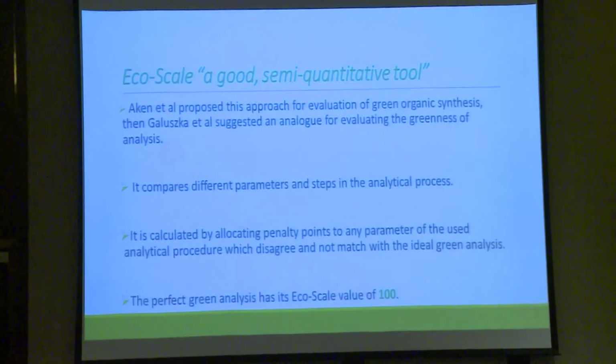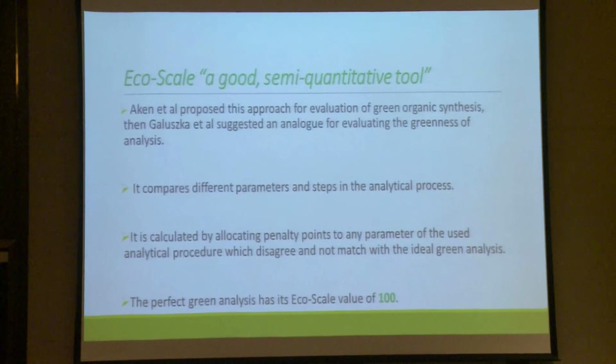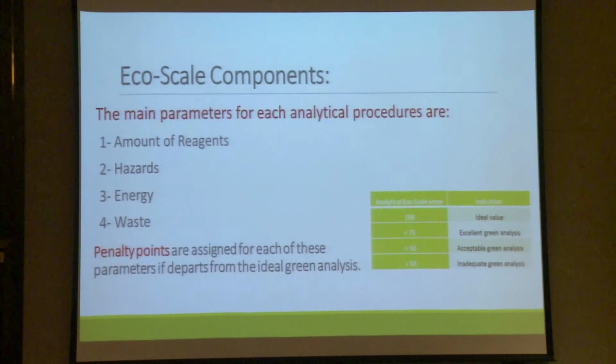It is calculated by allocating penalty points. We put penalties for everything in the analysis process that deviates from the green analytical chemistry principles. The perfect green analytical method should have an eco-scale value of 100, which is also an ideal, we don't have it. We mainly assess four things or parameters when calculating an eco-scale: amount of reagents, the hazard itself, energy and waste. And penalty points are assigned for each of these parameters if it departs from the ideal values.